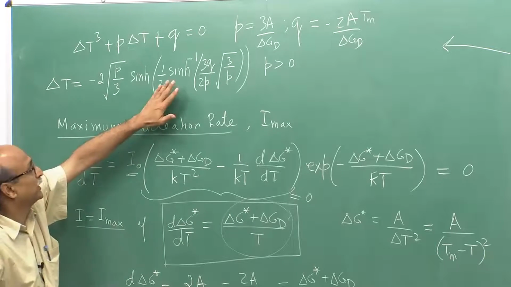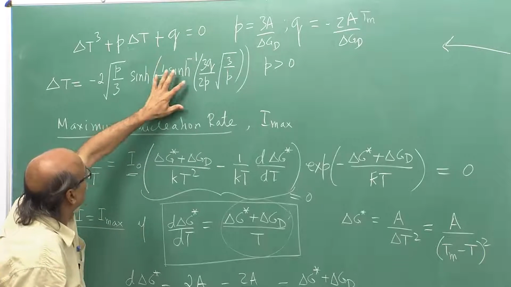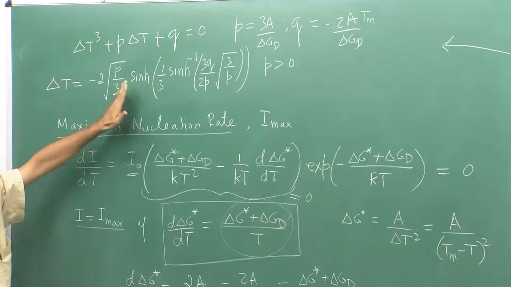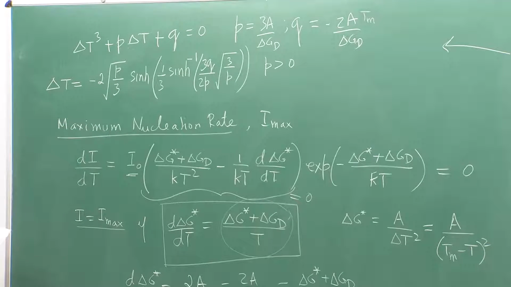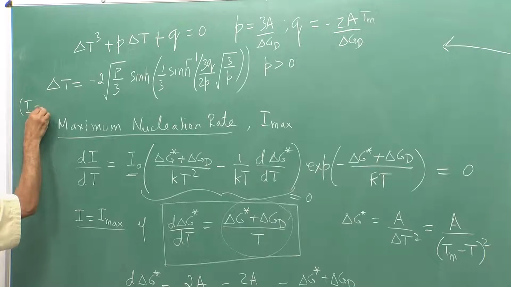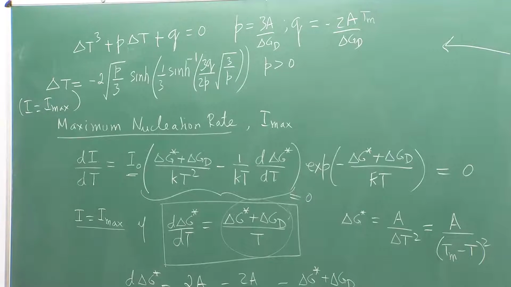So, you are taking sine hyperbolic inverse of this quantity, and then for this overall quantity I am taking sine hyperbolic multiplied by square root of p by 3 multiplied by 2, and you can also note the sign here. So, this will give me the undercooling for the maximum nucleation rate.